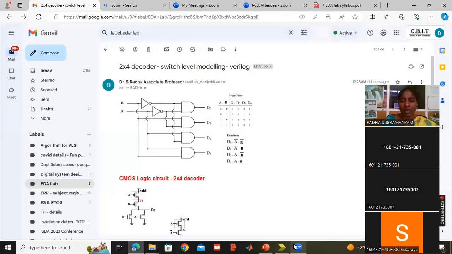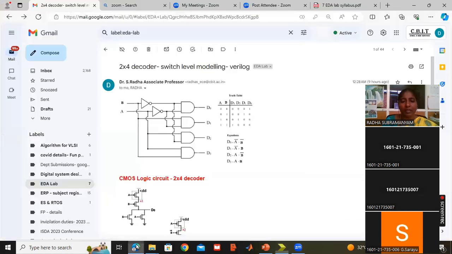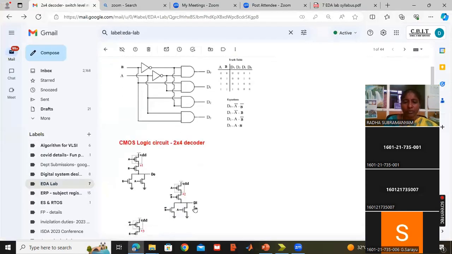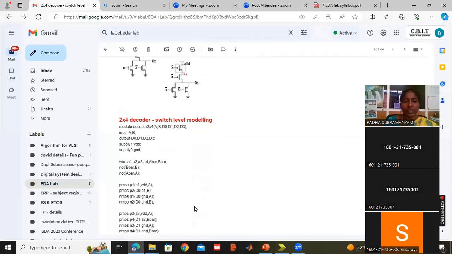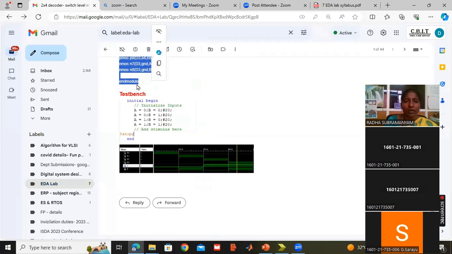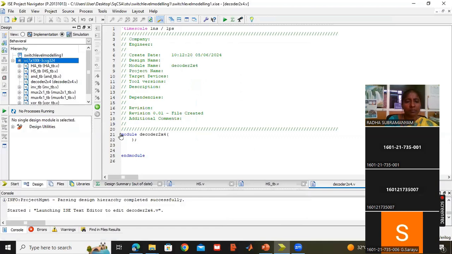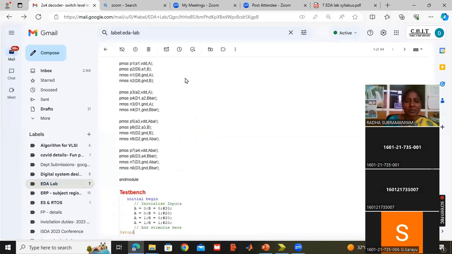Okay. So now I have created a program file, a Verilog file. Now I will execute the 2x4 decoder in switch level modeling. I am using 4 NOR gates. This is the last program. Once it completes, we will close the lab. You can relax.